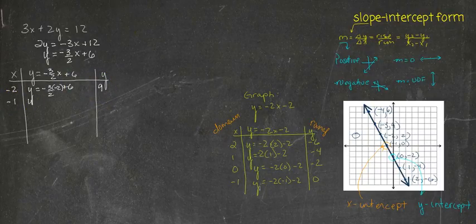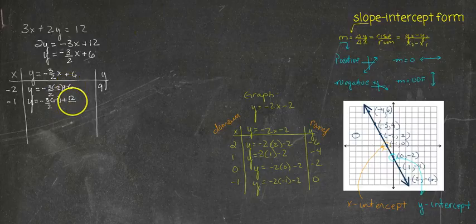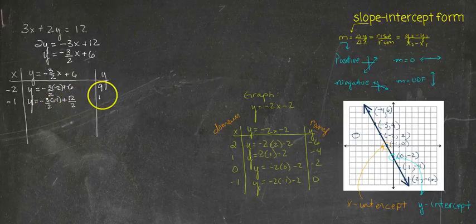Negative 1, y equals negative 3 halves times negative 1. All that does is make 3 halves positive. Plus, well, 6 is exactly the same thing as 12 halves. So I have 3 halves plus 12 halves is 15 halves.